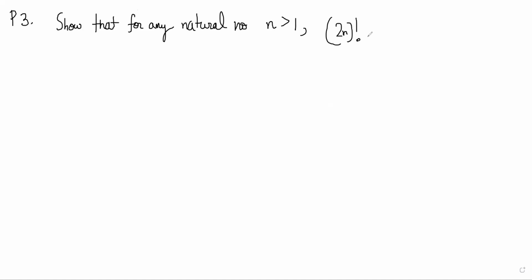Third one is this. Show that for any natural number n greater than 1, 2n factorial is less than n into n plus 1 whole power n.